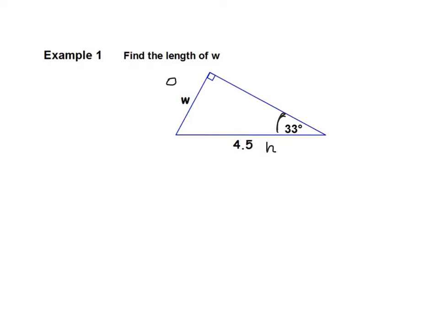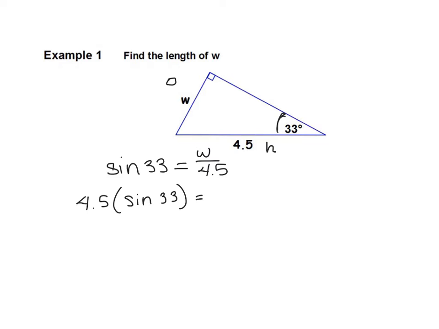So we're going to write sine of 33 degrees equals opposite, that would be W, over hypotenuse, which is 4.5. And now I can simply solve for W by multiplying both sides by 4.5. Now we write that in front: 4.5 times sine of 33 degrees equals W. All right, the left side here, you can put in your calculator: 4.5 times sine, find that sine function on your calculator, of 33 degrees.